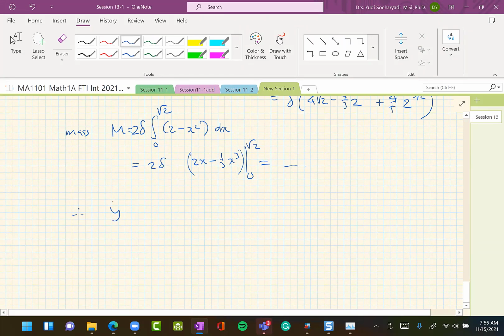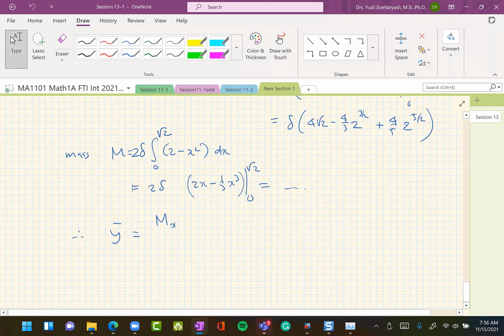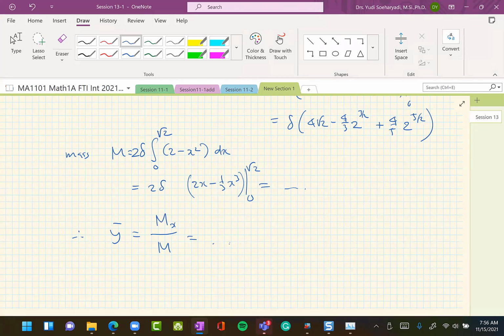Okay, so in the end, it's just, sorry, what is, yeah, mx divided by m. So you get the number. Well, since you can use your calculator, Maple or Wolfram Alpha, you can compute this one.